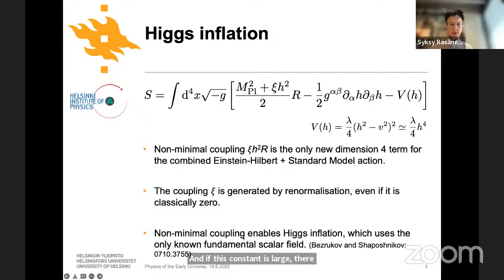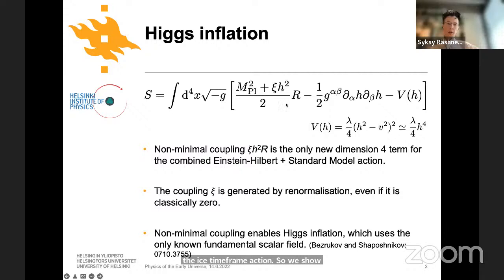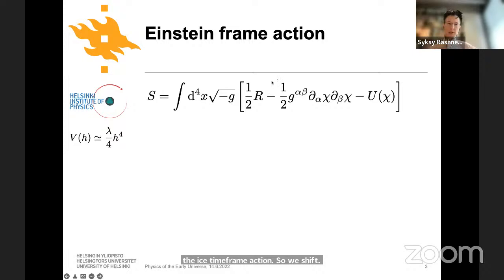then it enables us to use the standard model Higgs, the only fundamental scalar field that we know of, as the inflaton, as was realized by Bezrukov and Shaposhnikov in 2007. The previous speaker already explained how to go to the Einstein frame action. So we shift this non-standard coupling between Higgs and gravity completely into the particle physics sector. So we have standard gravity, and here I use units in which M Planck is one, because I can't be bothered to carry it around.